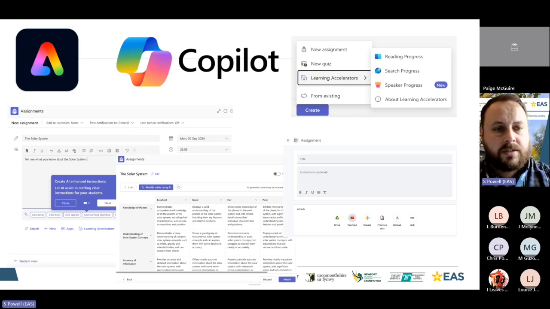Also within Teams assignments, you've got the ability to create an assignment using AI and also to generate rubrics using AI as well. So say for example, this one here was the solar system. Create me a rubric on a child's understanding of the solar system, and then it will check out for you a rubric that you can use for assessment.